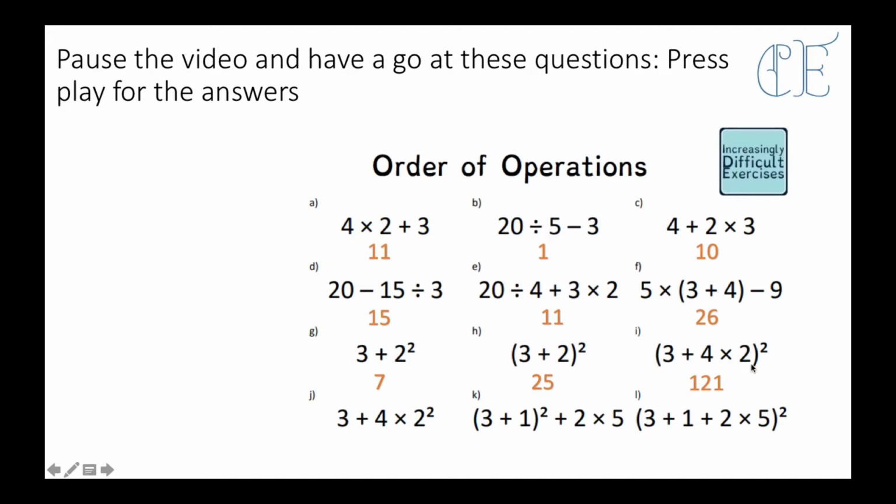The whole thing is squared, so you need to do the brackets first, then square it. 11 times 11 is 121. Okay, 19. And this one, be careful.